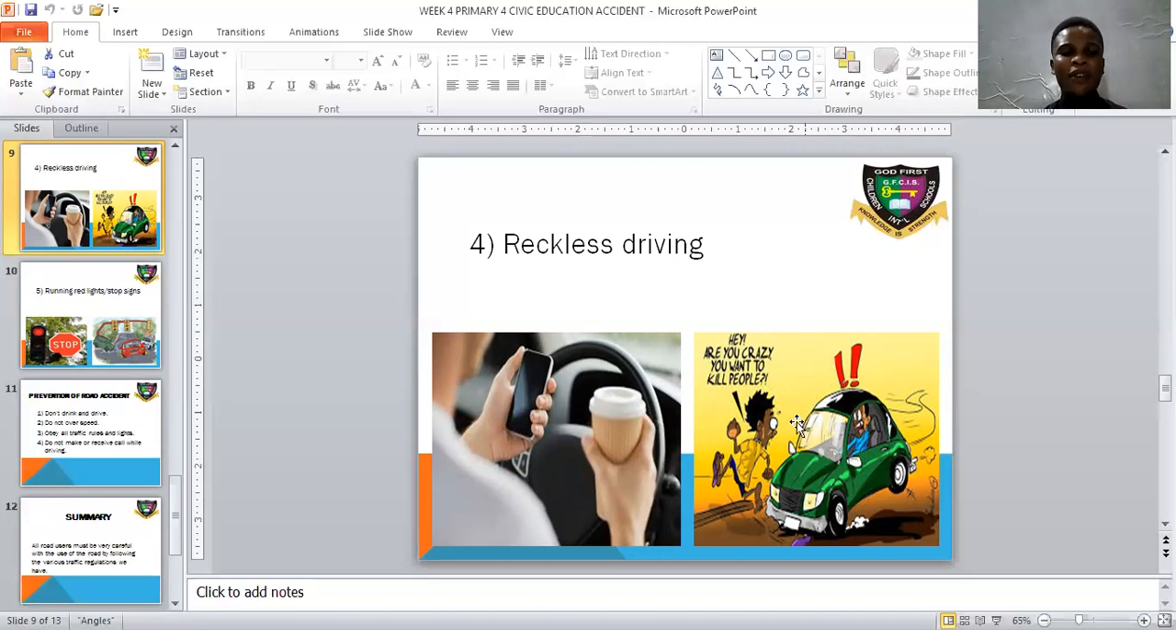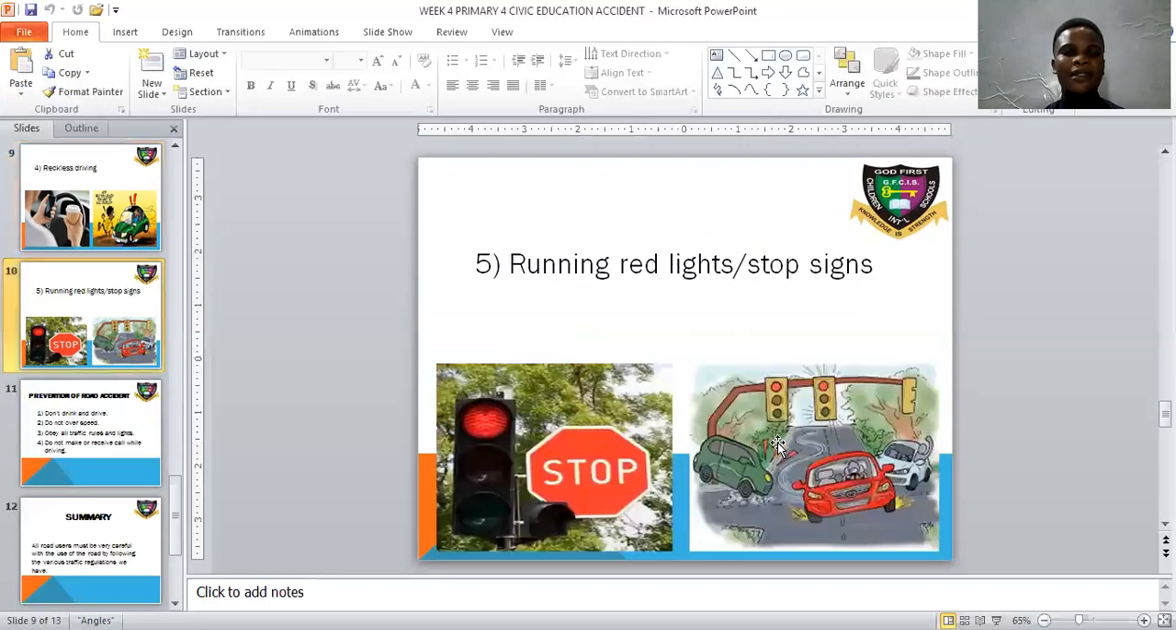Imagine this one. He's driving. Look at the diagram. This man is driving, holding a cell phone on one hand, holding yogurt on the other hand, drinking and pressing the phone and driving. He's not holding the steering. That is reckless driving. You can see this one now. He's driving so fast that he did not even notice somebody who is about crossing the zebra crossing. Can you see what the person is saying to the driver? He said, are you crazy? You want to kill people? That's the question the man is asking the driver, because the man is driving recklessly. So you don't drive recklessly when you are using the road, because if you do, it causes accident.